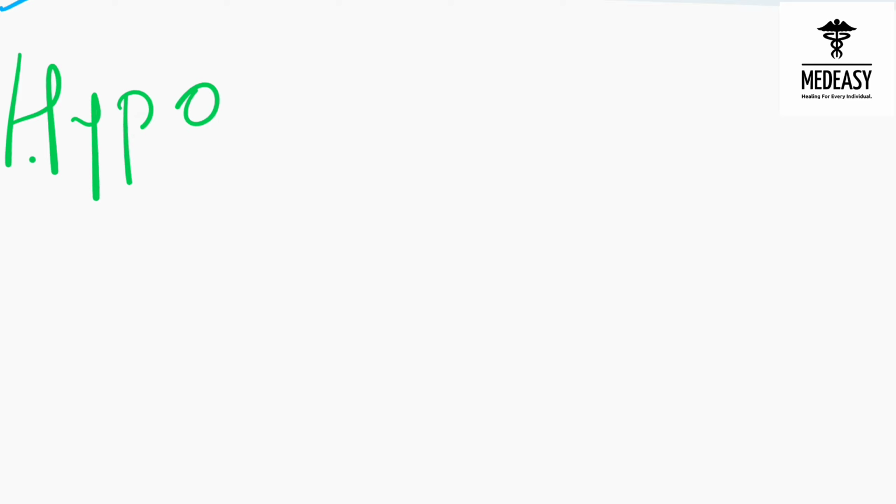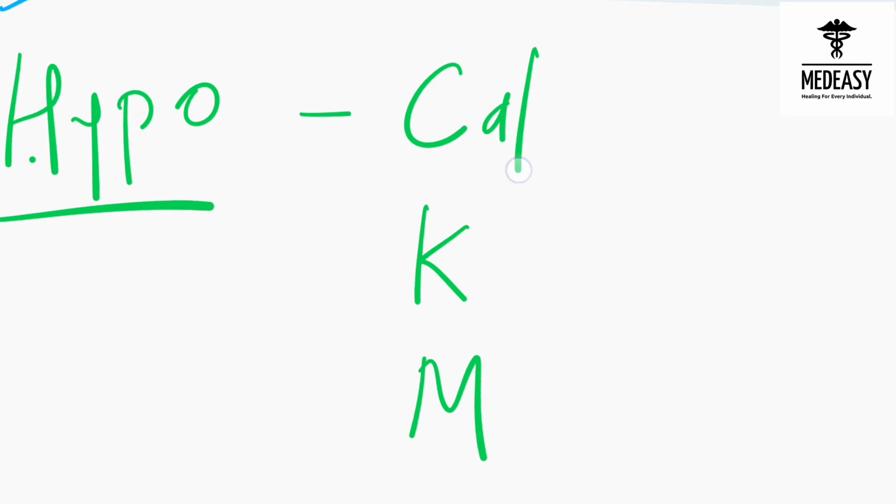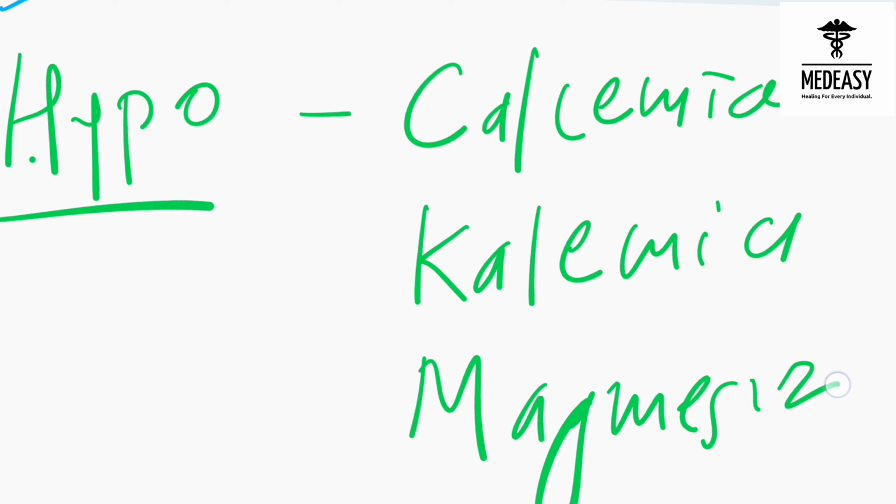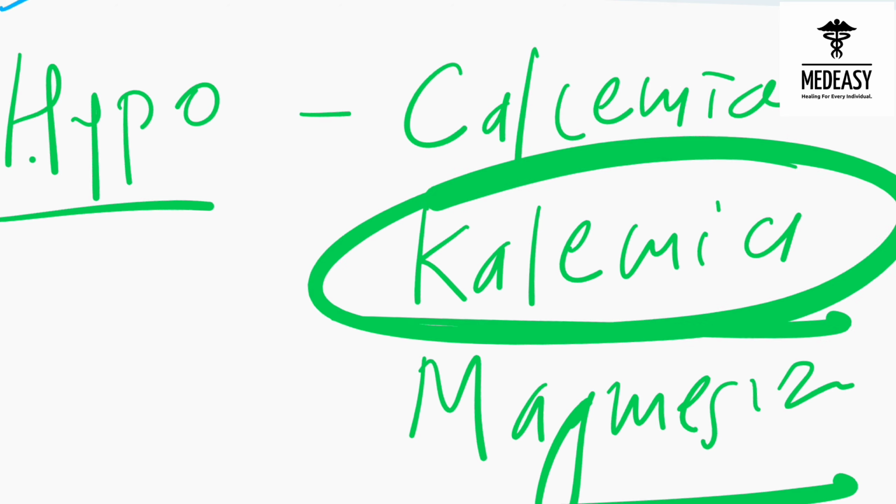Now we will see the hypo symptoms. Hypo symptoms also have three types. For this, you have to remember sodium, potassium, and magnesium. Meaning hypocalcemia, hypokalemia, and hypomagnesemia. These three things decrease with loop diuretic use. That's why we use potassium-sparing diuretics, so the calcium level will not decrease like with loop diuretics.